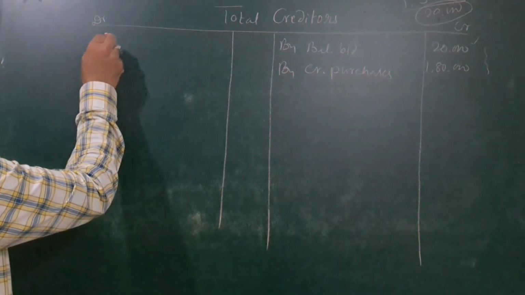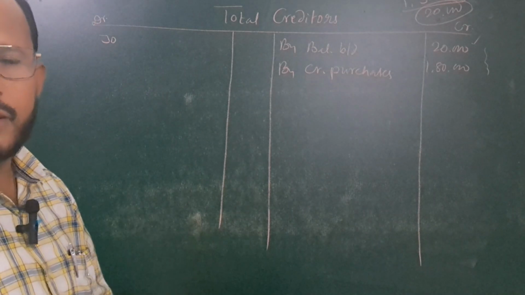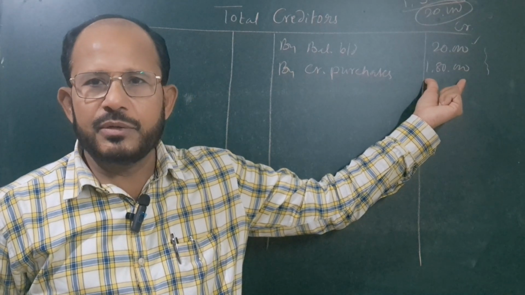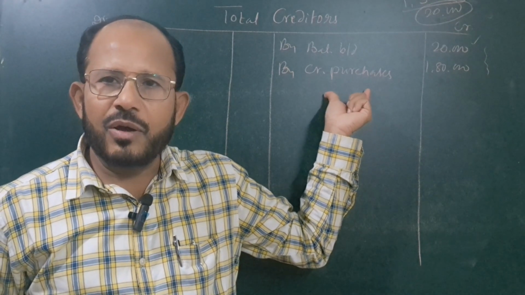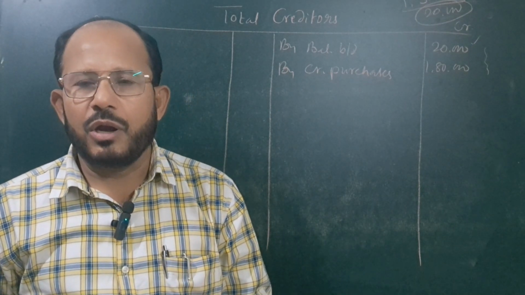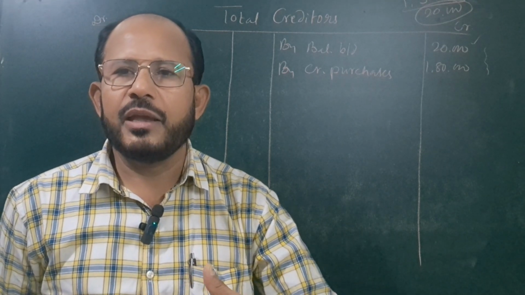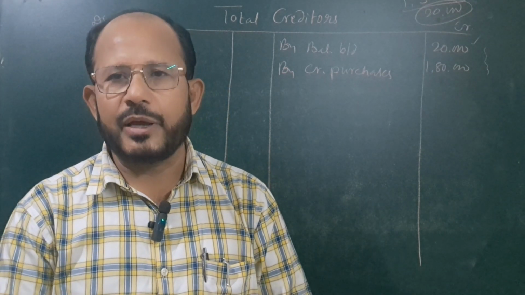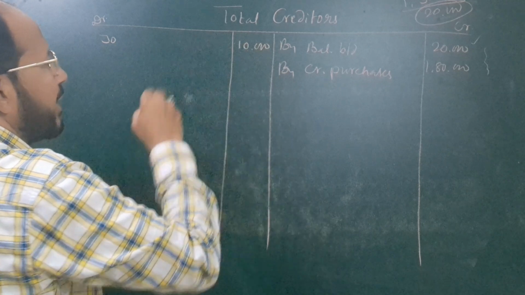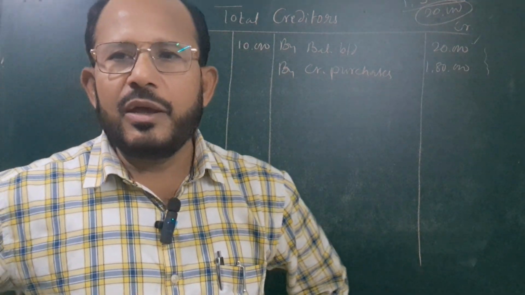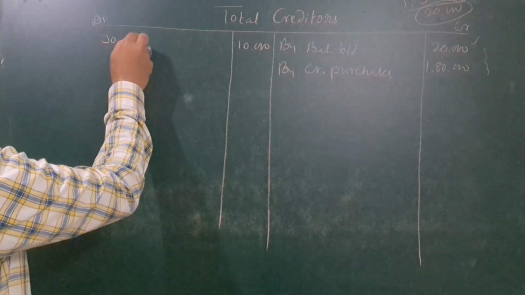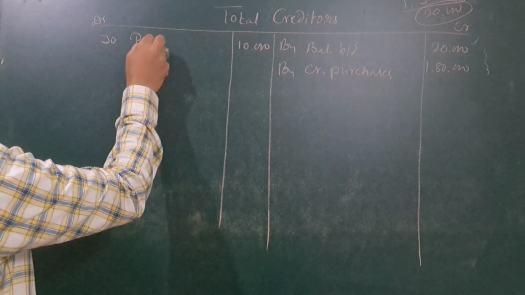On the debit side, see, during the year, some of the goods which we had purchased from our suppliers may be defective, or not as per our order. In that case, we return the goods to our suppliers. Assume that here goods worth rupees 10,000 were defective or not as per our order. That is why we returned the same to our suppliers. That we have to write here. This is called purchases returns.